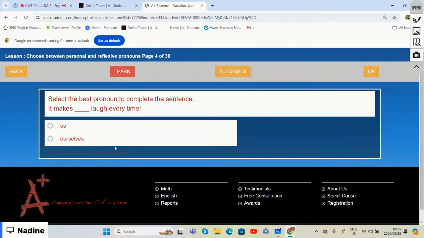All right, thank you. Let's go to the next one. It says, do we say it makes us laugh every time, or do we say it makes ourselves laugh every time? We need to choose the correct option. Option one, it makes us laugh every time, or option two, it makes ourselves laugh every time. Which one is the correct pronoun within that sentence?